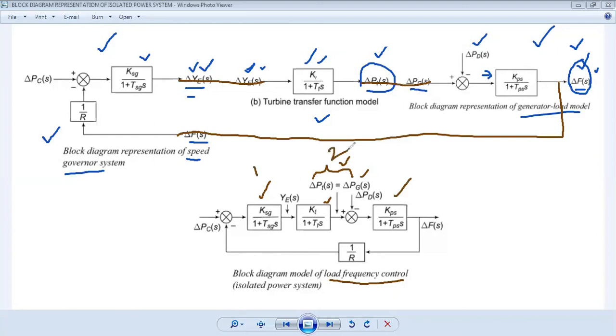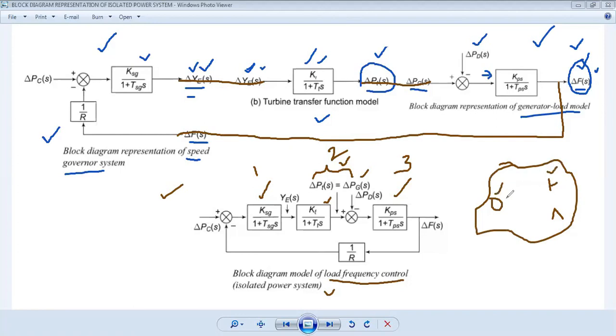So we have the first and second order turbine model, the generator load model, and delta F of S given as feedback through the 1 by R block. This is the complete block diagram representation of the isolated power system, or single area system. That means if you consider any one area, we have certain loads and we have the generator. Whatever the loads are, we supply them, so generation is equal to the load. If there is any change in the load demand, the generation should be managed at the power plant side so that both will be equal.